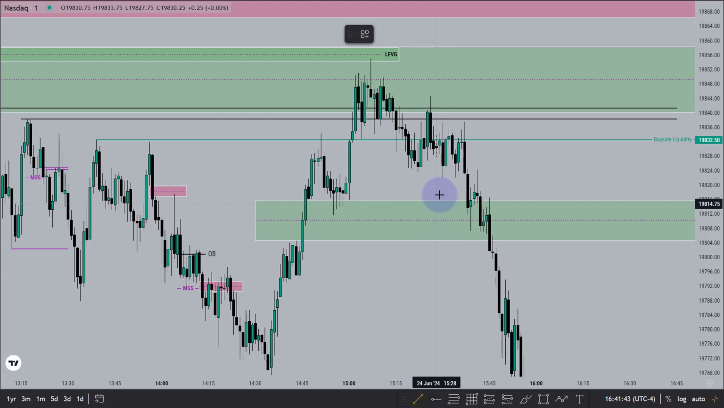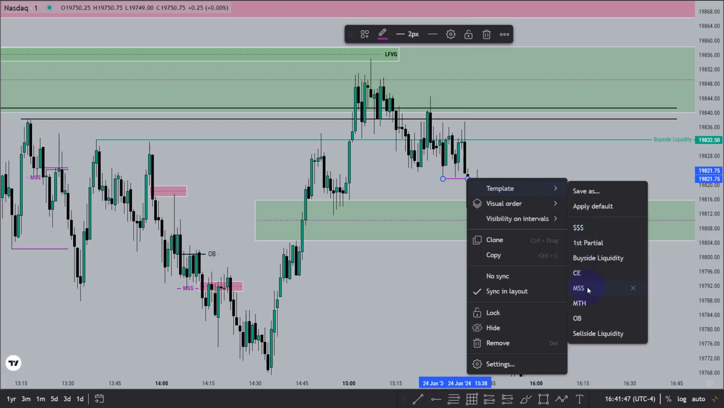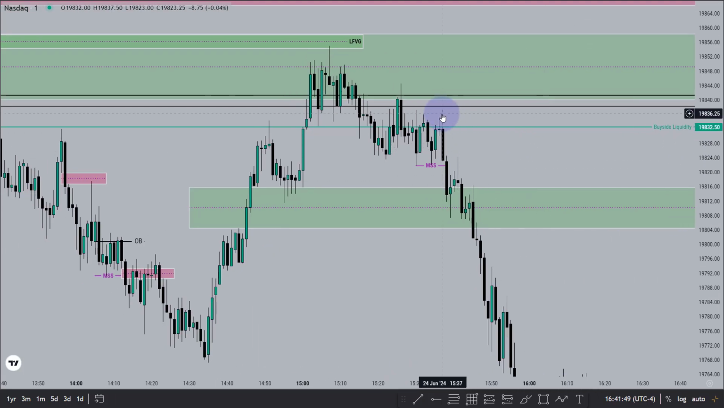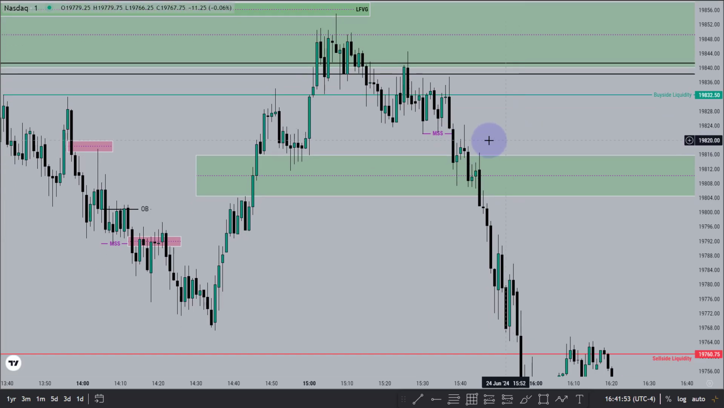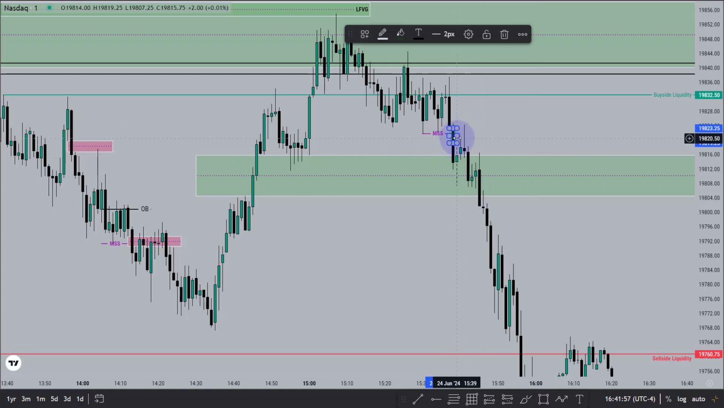Over here, this low, okay, there, this is your market structure shift. Look at the displacement. Was it so good? Absolutely. Mark your entry parabolic up. Why are you marking a sell setup?